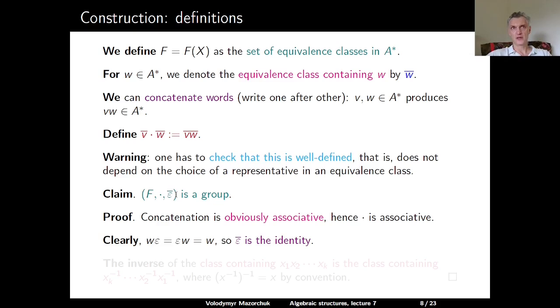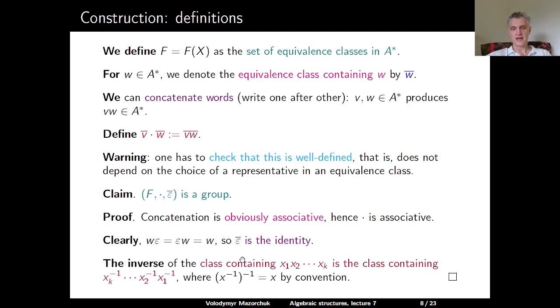If we take a word and concatenate it with the empty word on any side, we get our word back. So the class of the empty word is clearly an identity element with respect to this operation.